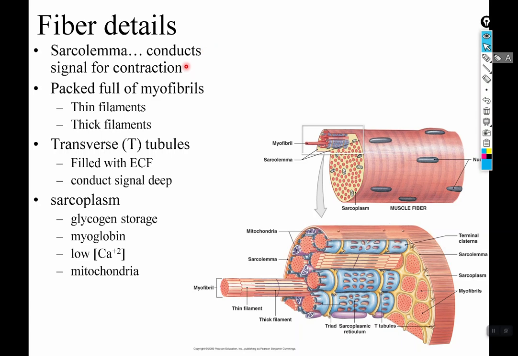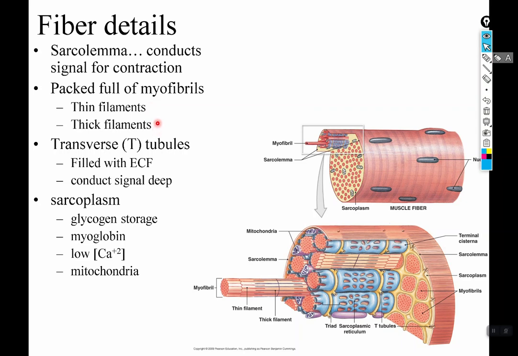So these are packed full of what are called myofibrils. Myo meaning muscle and fibrils meaning little tiny proteins inside of the muscle cell. So you can divide these into thin filaments and thick filaments. They basically match their description. One is a lot thicker than the other, and I will show you in detail which is which.